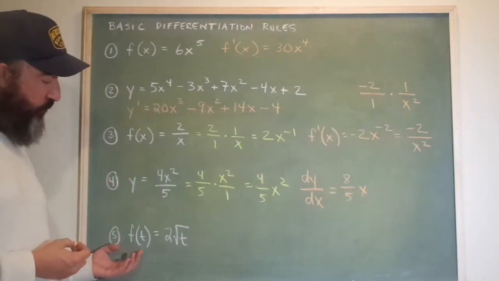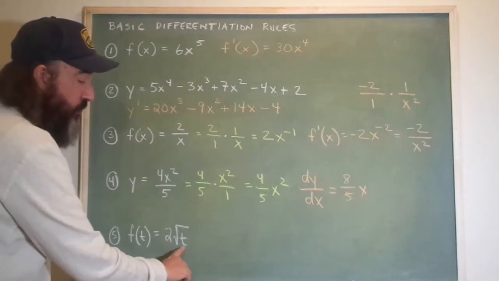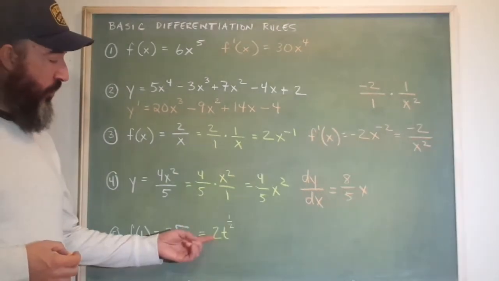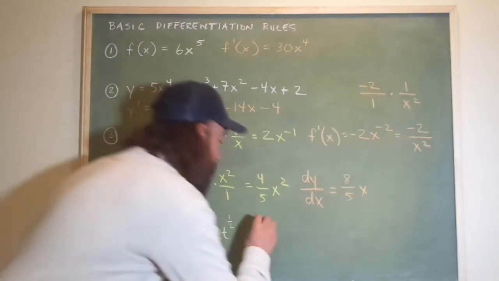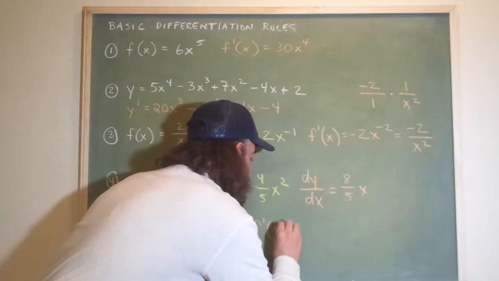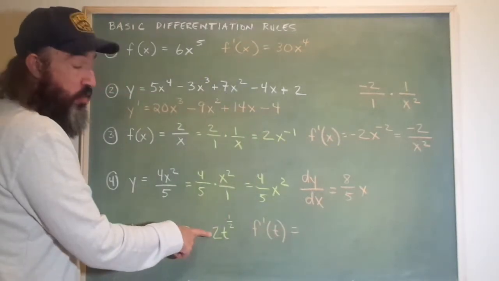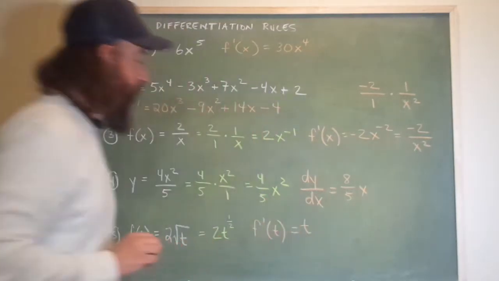Here we have a function with a radical, but we should be able to use the power rule if we just rewrite the square root of t as t to the 1/2. Now you see we have a coefficient, a variable, and an exponent, so we can use the power rule. I'm going to say that f prime of t equals, and I'll take the 1/2, I'll move it in the front, 1/2 times 2 is 1, so I'm just going to put t, and I'm going to subtract 1.